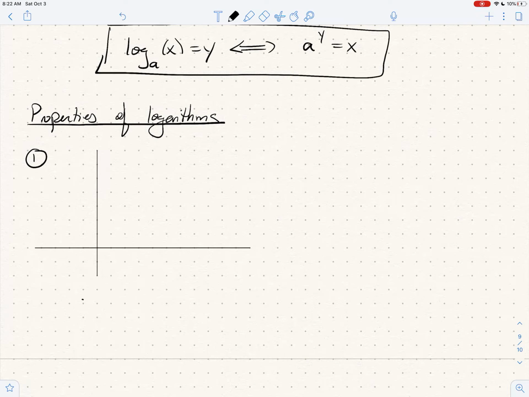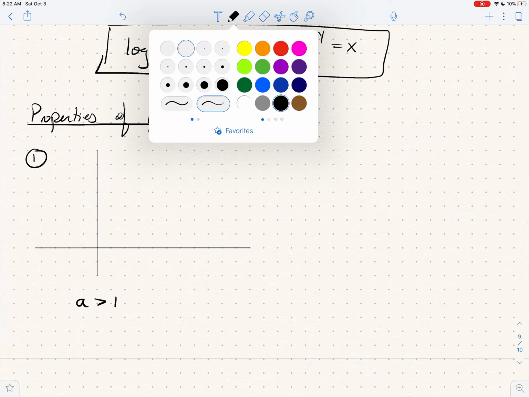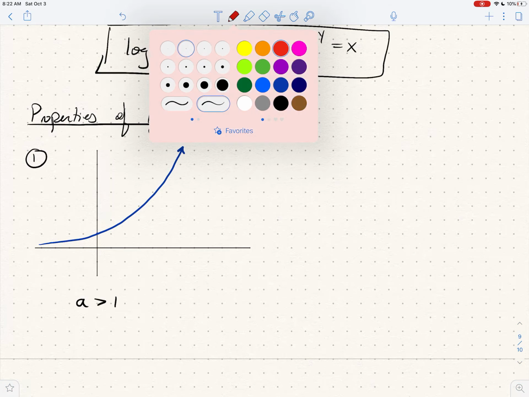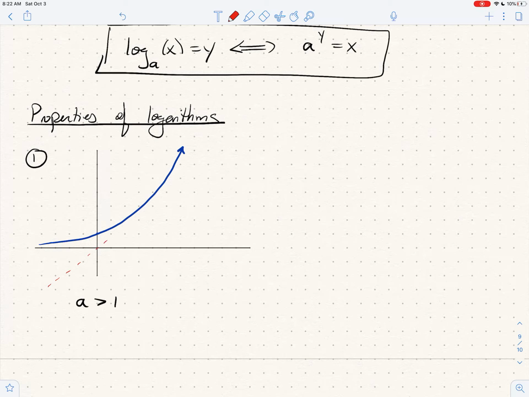I want to do the case when a is bigger than 1, and I'm going to graph the exponential function we saw, which looks something like that. You know what to do. You take the line y equals x, and you reflect your graph over that line. And so you end up with the following. You're going to go through this point, and it's going to look like this. The purple is log base a of x. The blue is a to the x.